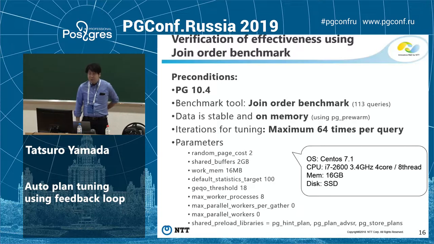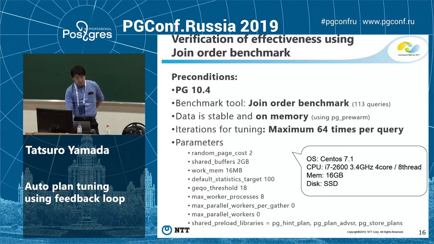We've reached the halfway point. From here, I will introduce measurement results using the extension. The measurement conditions are following. I use the join order benchmark, which consists of roughly 100 queries, containing 3 to 16 joins per query. Why do I use it? Because it is convenient for checking mistakes of the planner.